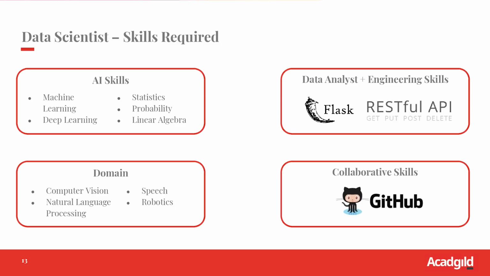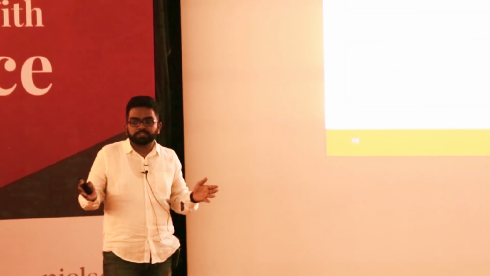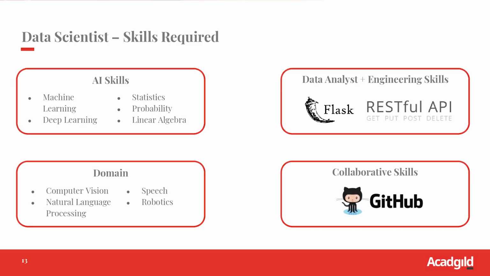Engineering skills are also required for a data scientist to be able to productionize their machine learning model. If you have a machine learning model, it's as good as useless unless you productionize it. So you should know how to make a real-time API around it, and how to make it useful for a large number of requests. Again, the collaborative skills are required for data scientists.